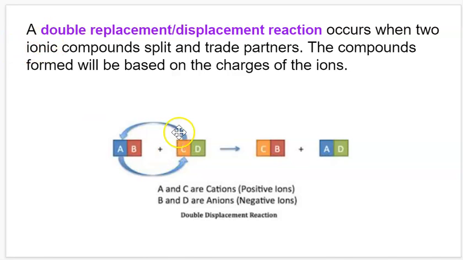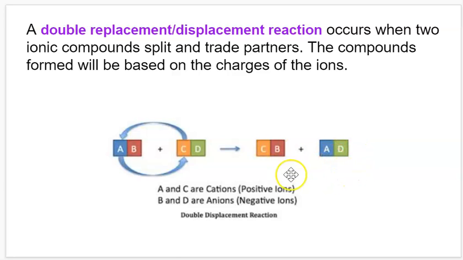So the general format here, we have AB, which is a cation and an anion, and then CD, which is another cation and anion. We have two ionic compounds, and they're going to trade partners. In this case, you can see here that these arrows are showing that the cation that is with this anion is going to switch places, and the opposite cations and anions are going to trade partners. So we end up with CB and AD.